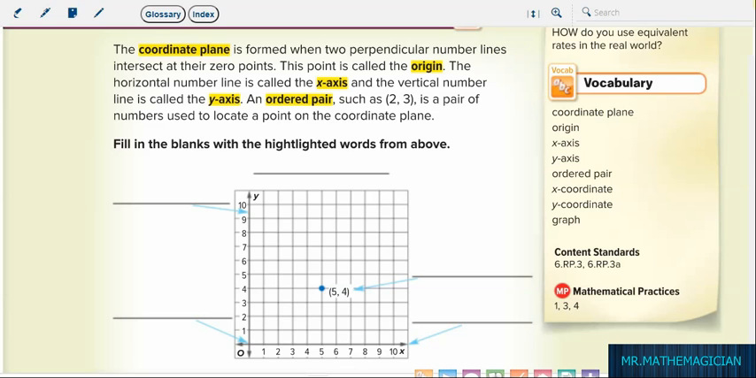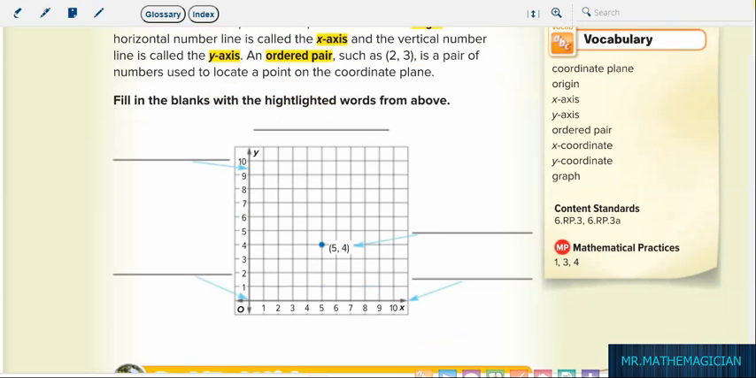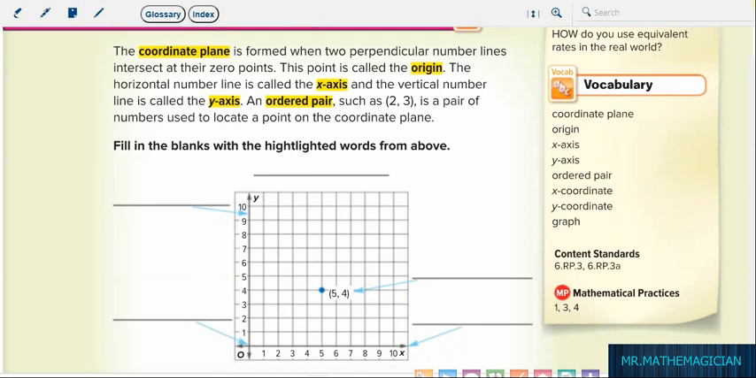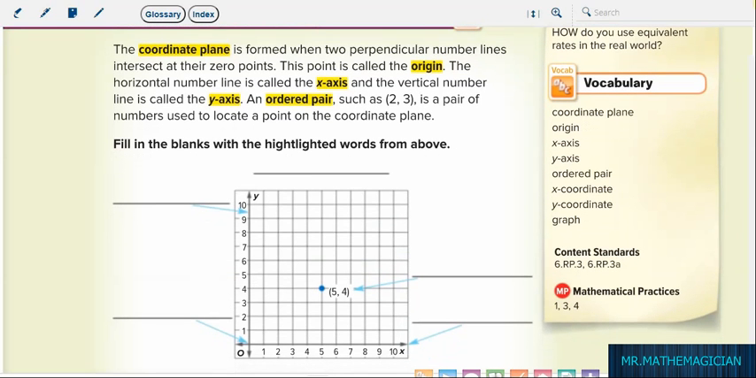The coordinate plane is formed when two perpendicular number lines intersect at their 0 point. Like this number line, the horizontal one, we call it the x-axis, and the vertical one, we call it the y-axis. They intersect at their 0 point. This point is called the origin. The horizontal number line is called the x-axis and the vertical number line is called the y-axis.